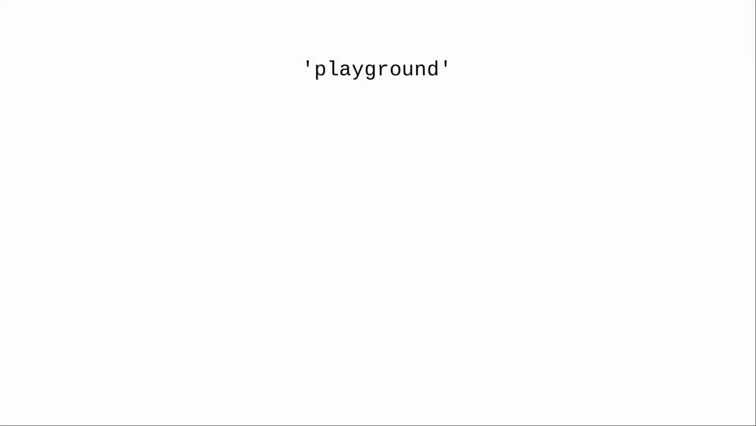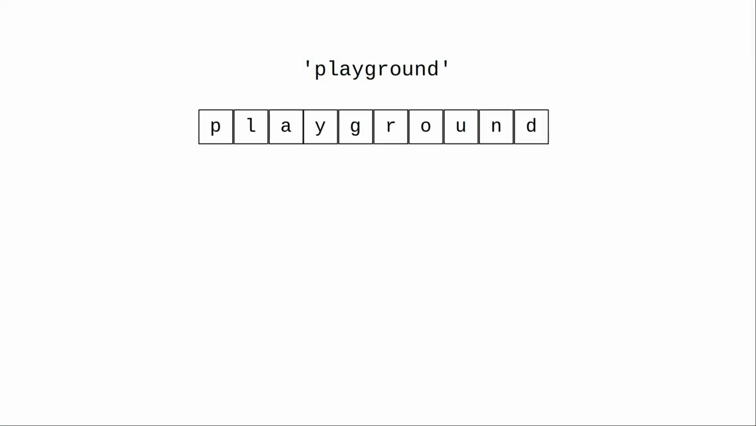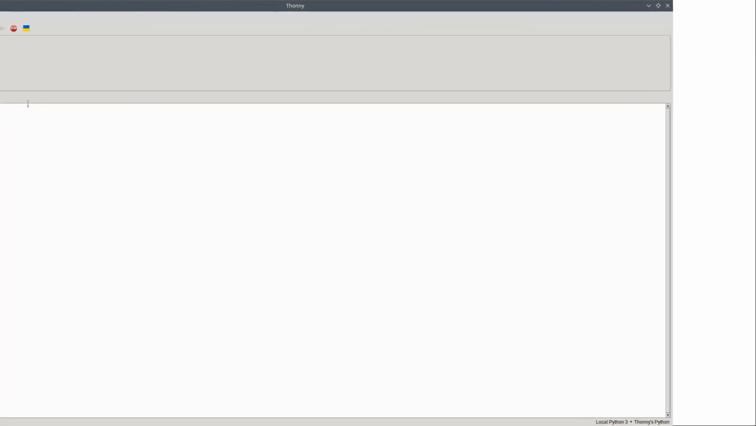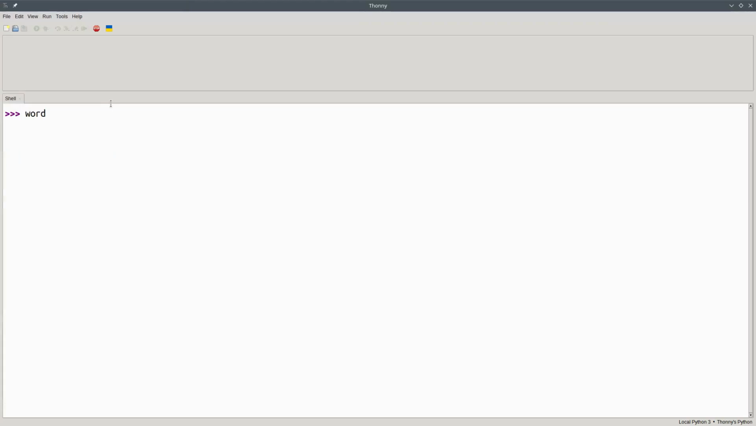You can think of a string as a collection of characters that can be numbered by their position. In Python, the positions start at 0, not at 1. Let's set a variable named word to the word playground. You can use the indexing operator to select a single character from a string. To get the character at position 3, we type the index number 3 in square brackets, and there's the letter Y.